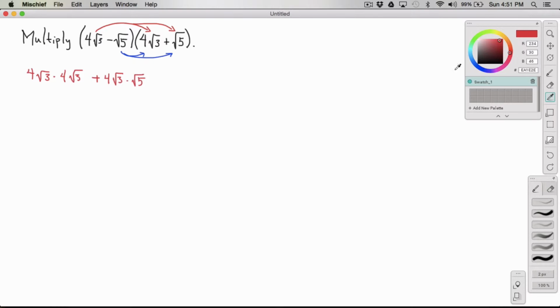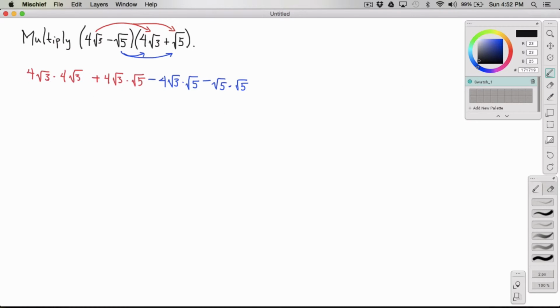Then let's deal with our blue distribution. We have a negative here, so we're going to have a minus, and I'm going to order them, since the order doesn't matter: 4 square root of 3 times the square root of 5. Then notice I'm going to have a negative times a positive, so it'll give me a negative result, and that's going to be the square root of 5 times square root of 5. Now we can begin to put all this back together, and we'll do that in black.